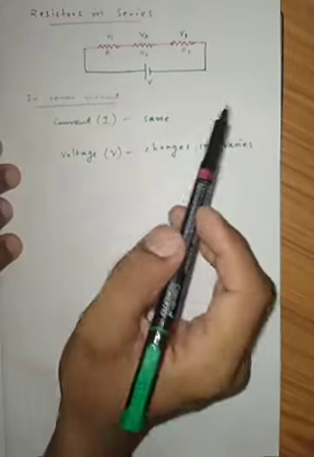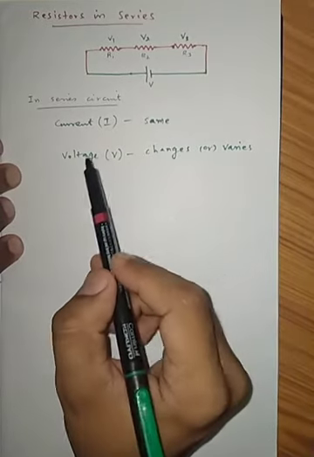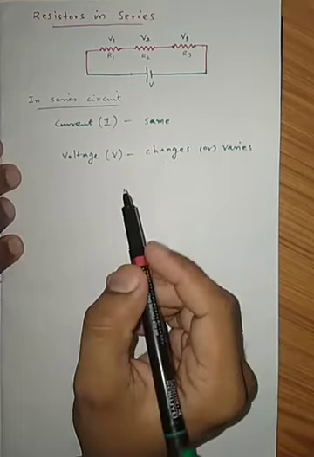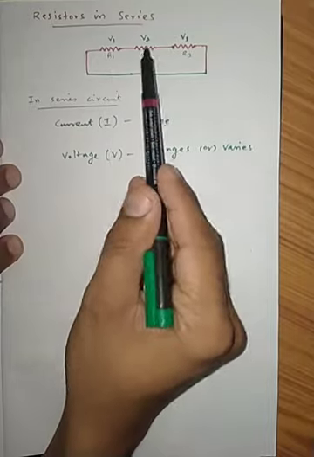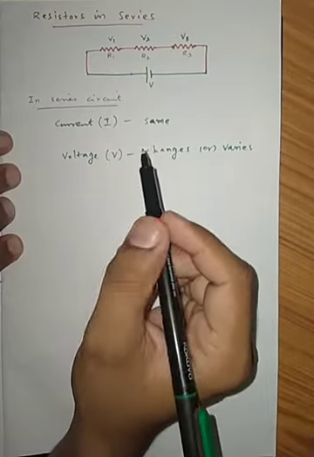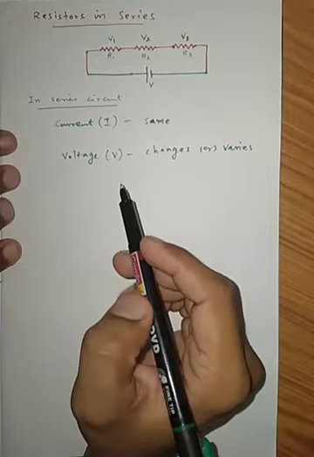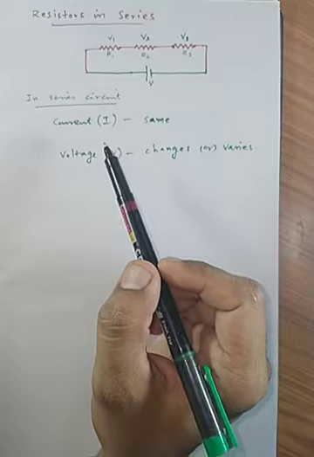In a series circuit, we know current always remains the same, whereas voltage or potential changes. Here the change that we can see, the change in potential, is V1, V2 and V3. It is obvious from the diagram. Let's go ahead. Now let's find out the value of V1, V2 and V3.